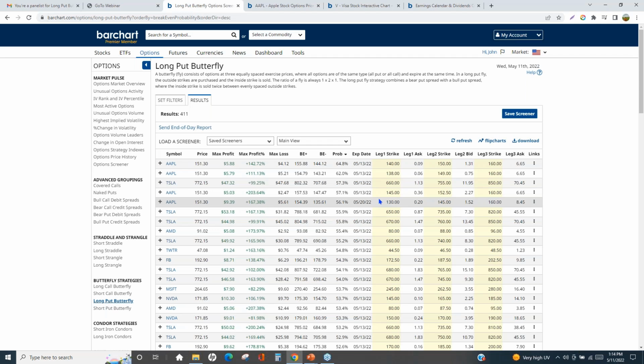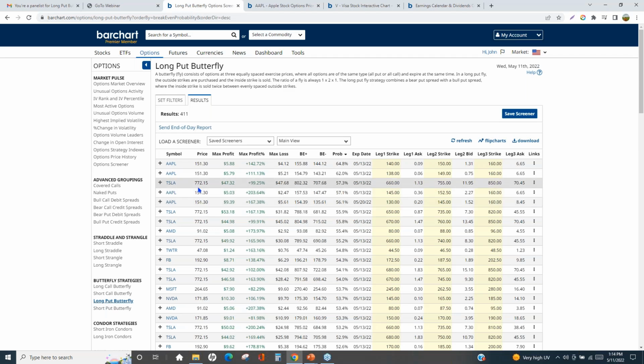All right, so for instance, here we're looking at Apple, and current price is right around $151. So let's see what we have. I looked at this earlier, and of course everything changes. Maybe I'll do Tesla here. Let's see. Yeah, Tesla might be a better example.